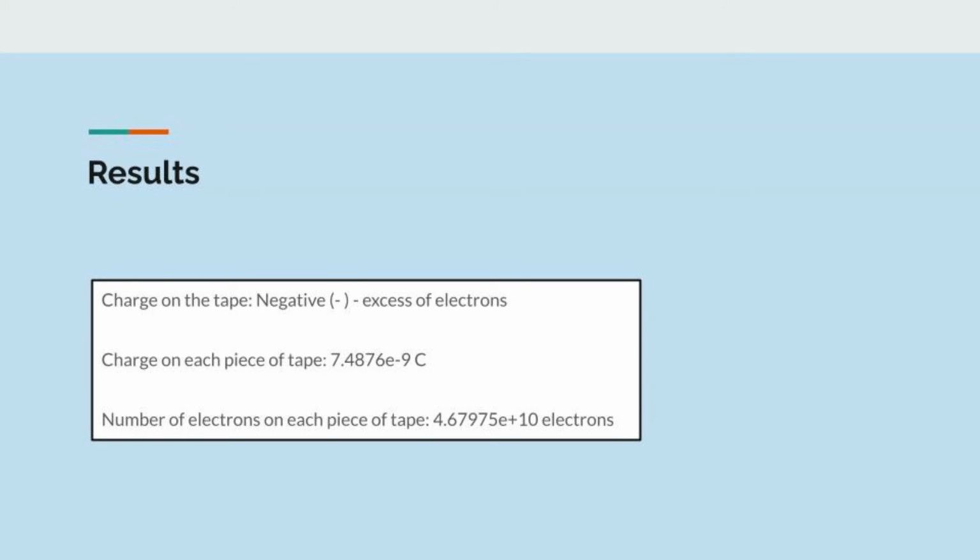Through this experiment, we were able to determine that the charge on the piece of tape was negative, which means that there is an excess of electrons. If the tape was positively charged, it would mean that there was a deficiency of electrons. The charged piece of tape would be attracted to positively charged objects and repelled by negatively charged objects. Instead, we were able to see that it was negative by being repelled by the negatively charged plastic pen. We were also able to determine the charge on each piece of tape, that was 7.5 times 10 to the negative 9th coulombs, and the number of electrons on each piece of tape.